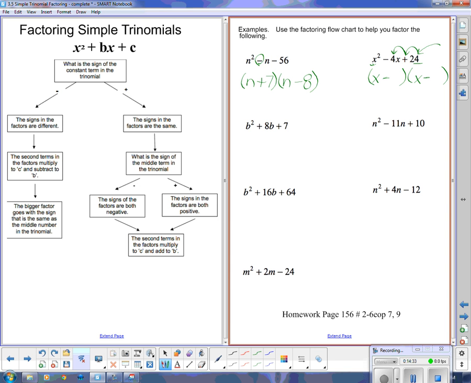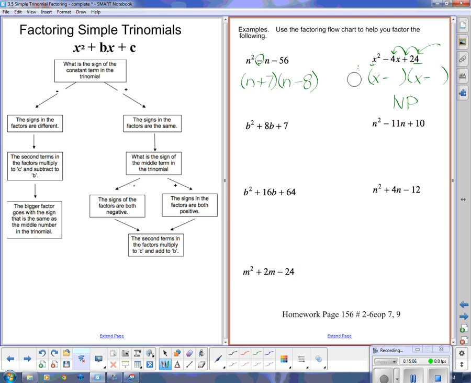Well, we can take a look at them. What multiplies to 24 and adds to 4? Well, what multiplies to 24? There's 1 and 24, 2 and 12, 3 and 8, and 4 and 6. And we have to add to 4. And I don't think there's any way that's going to happen. Sometimes that happens. This is not possible. There's no answer to that riddle. There are no two numbers that multiply to 24 and add to 4.